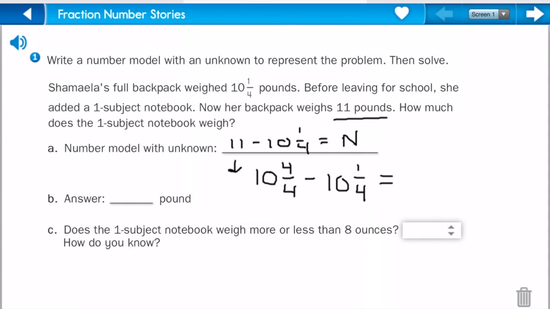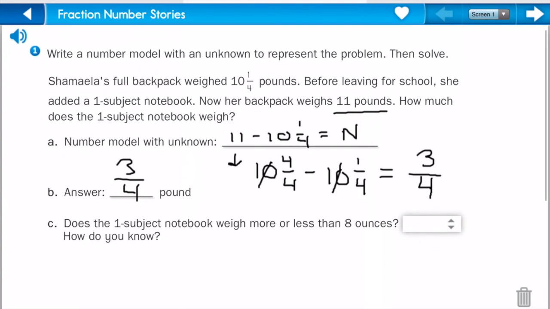So my 10s cancel out because 10 minus 10 equals 0, so I can cross those out. Now I'm just taking 4/4 minus 1/4. So I know that the bottom always stays the same. I don't subtract those. Now I just have to subtract the top numbers. And I would get 3/4. Right? So my answer is 3/4 of a pound. Okay?